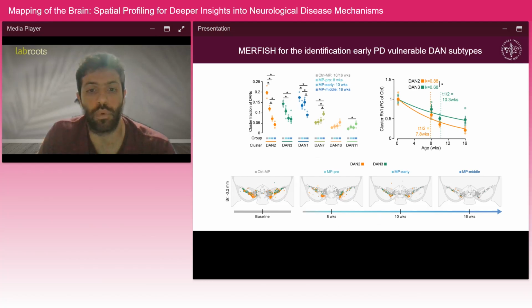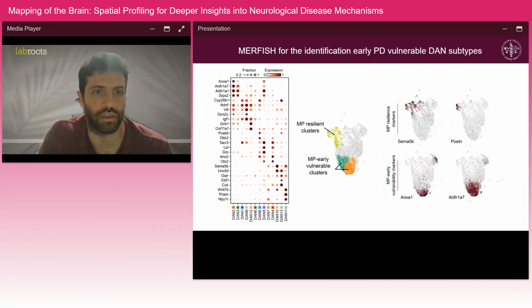And then we also found how they are distributed in the tissue, and you can see very nicely over the stages of the disease how the orange cluster, this DAN2 cluster, is depleting along the way. And then the question is, okay, this DAN2 cluster, what is it doing? What are the markers of this DAN2 cluster? So then we could define very nicely novel markers of resilience and vulnerability.